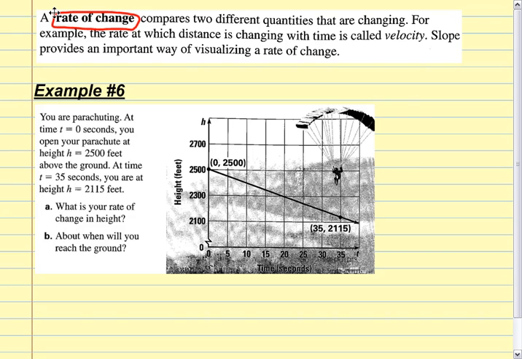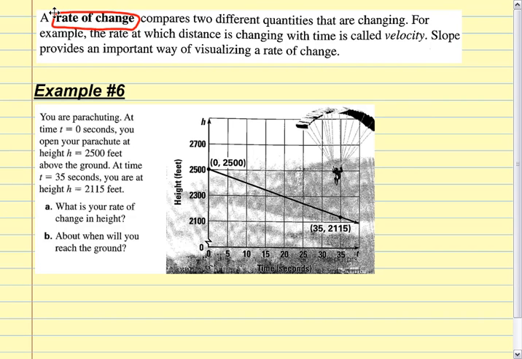All right? For example, the rate at which a distance is changing with time is called velocity. Okay? Changes in distance over an amount of time. Slope provides an important way of visualizing a rate of change. Okay, let's look at this one.